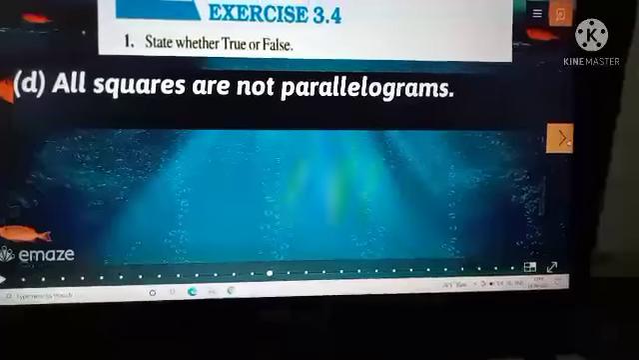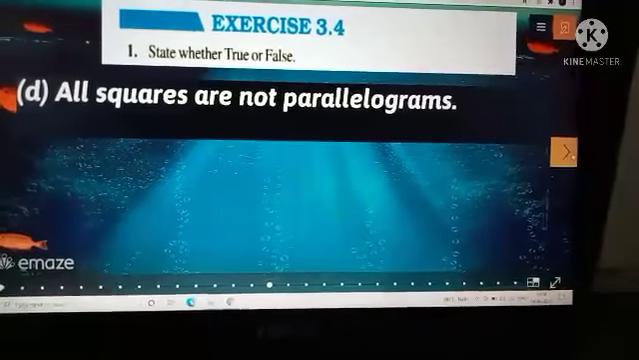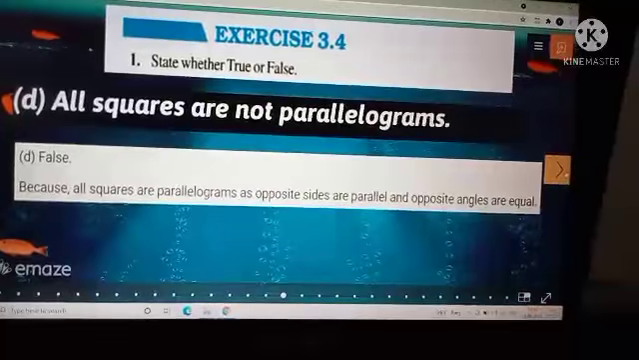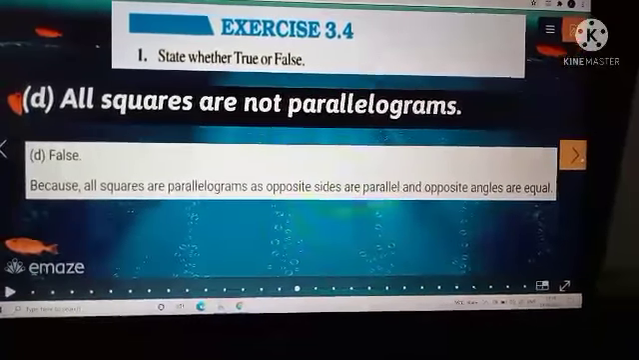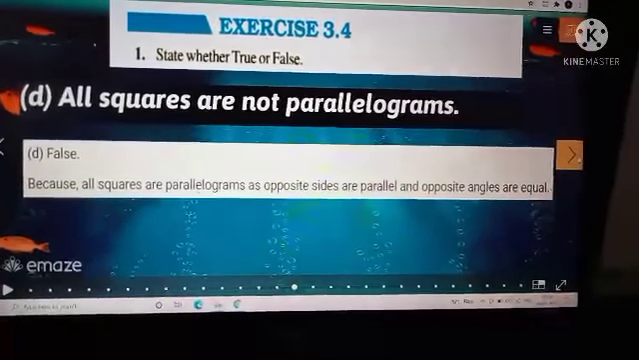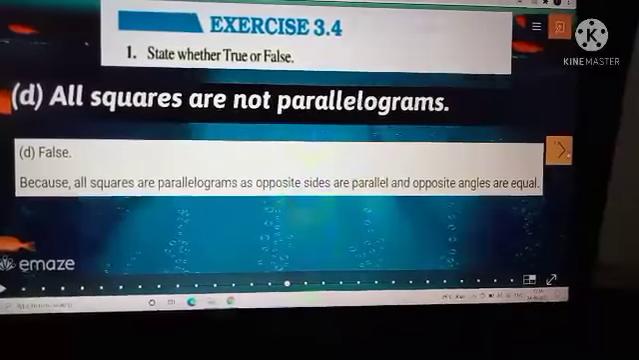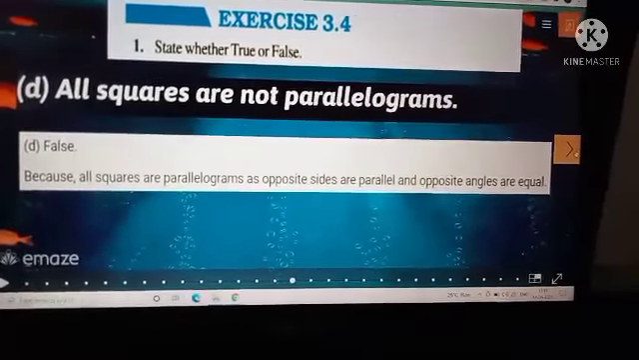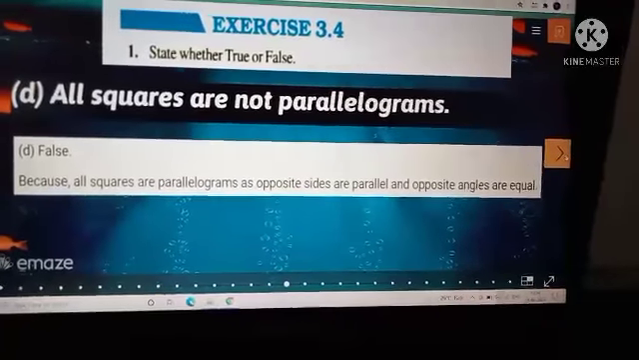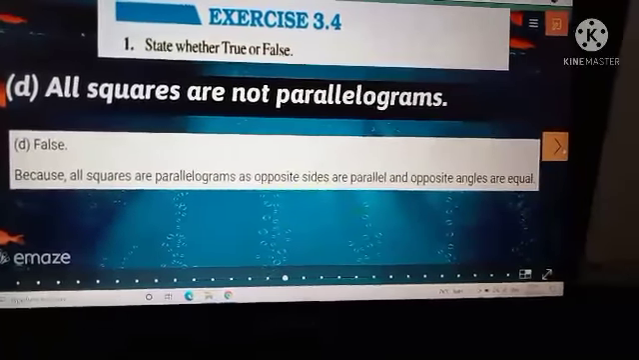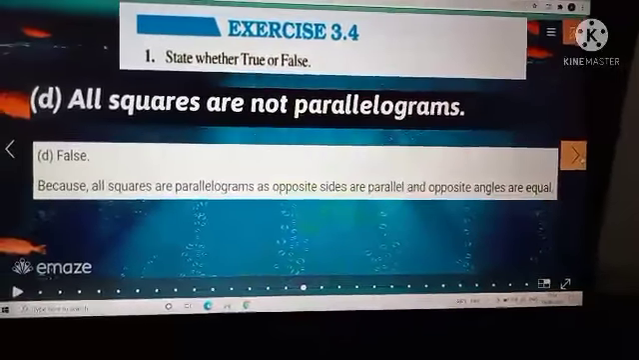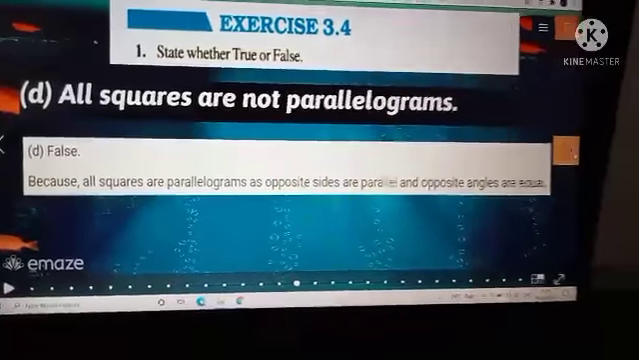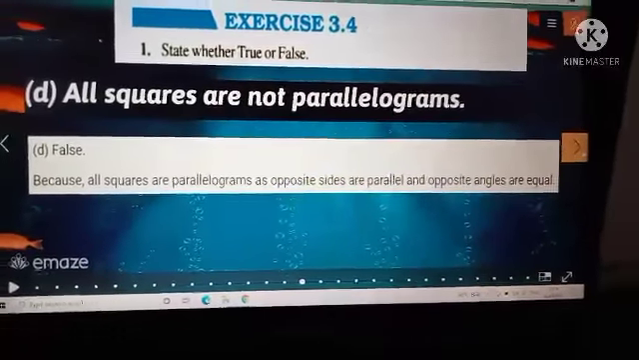All squares are not parallelograms. What do you think? It's false because all squares are parallelograms, as opposite sides are parallel and opposite angles are equal. Since a square has all its opposite sides parallel and its opposite angles are equal, it is a parallelogram. So the statement that all squares are not parallelograms is false.